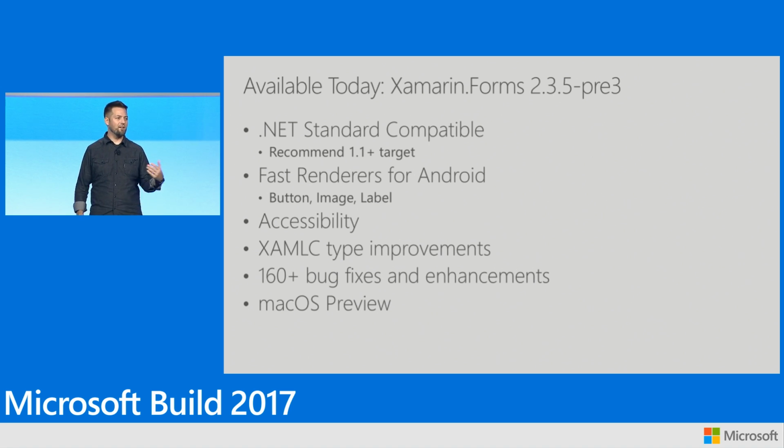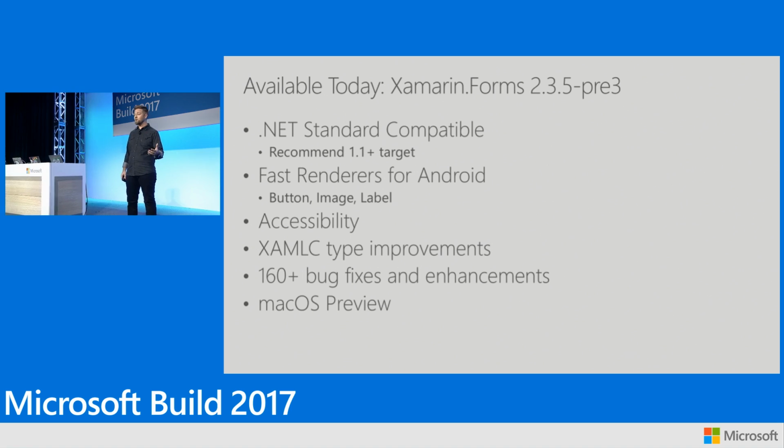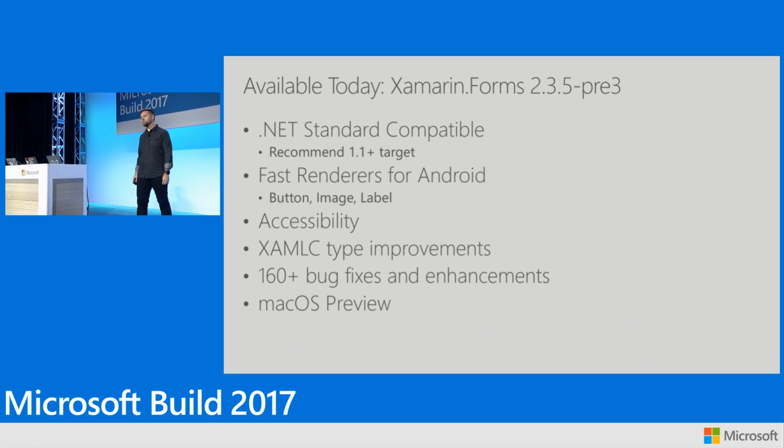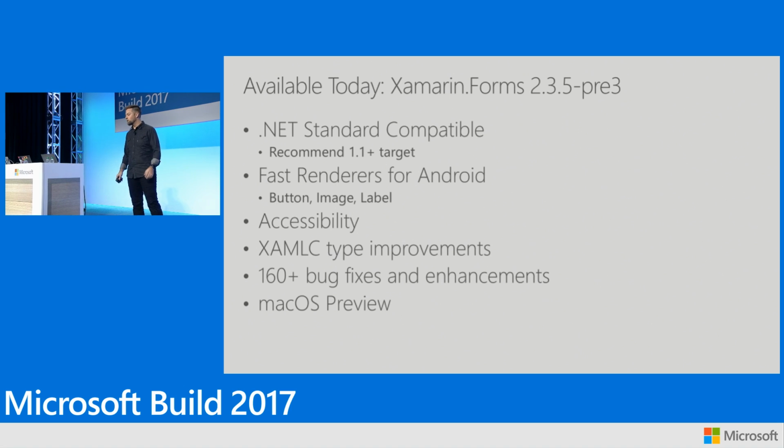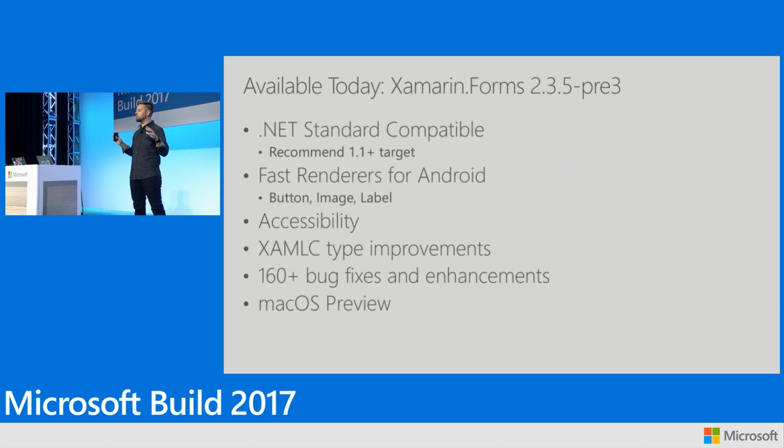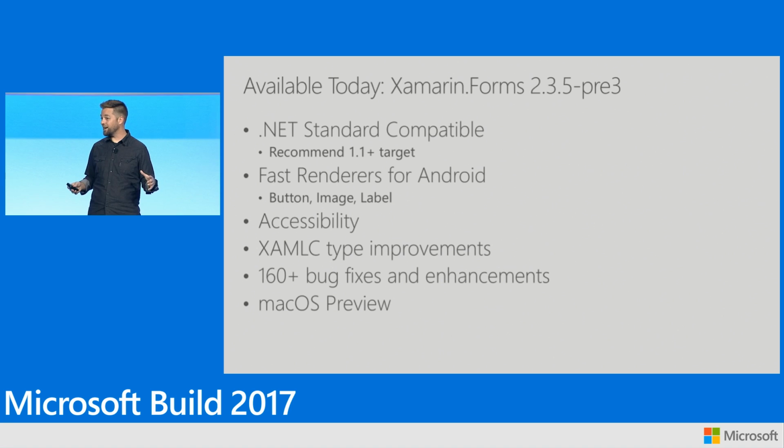Accessibility is out there, so now you have hint and name, so that when you're doing voice, if you have users that need that accessibility control on their devices, you get that voice hinting. XAML C type improvements, a lot of improvements in this. We're getting more and more coverage so that you get full type checking at compile time, which I think everybody will really appreciate, so you don't have to wait for the runtime and then get some bizarre stack trace and not quite know what's going on. So lots of improvements there.